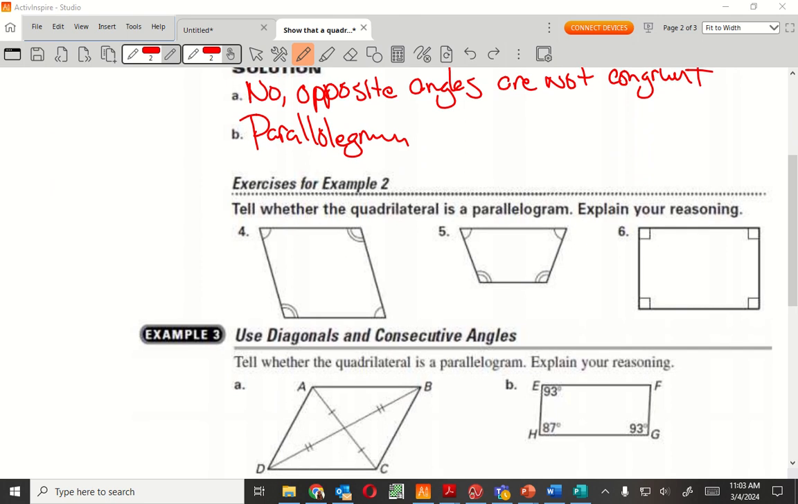Explain. You gotta explain why. You can lose points off that. There you go. Opposite angles are congruent. Okay. So now let's look at this one here. So 4, 5, 6. Who was the last? So you get to choose the next person to go.